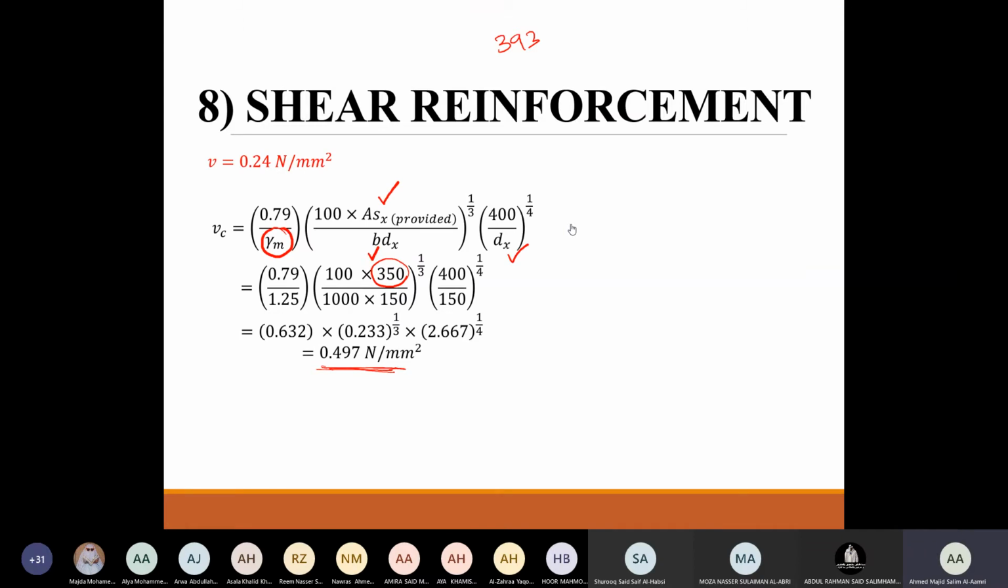The code says, if the value of your concrete grade is more than 25, then this value needs to be changed. Why? Because the table and the equation were made only for C25. How to modify it? We need to multiply whatever value that we have got by (fcu/25)^(1/3), as the code says.